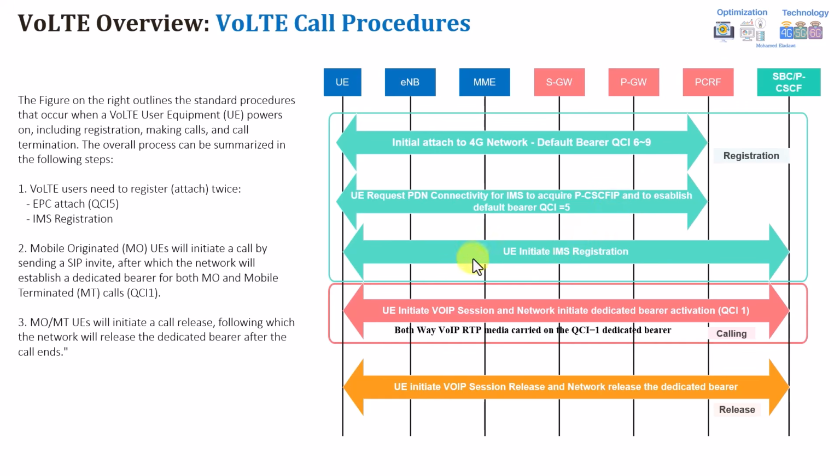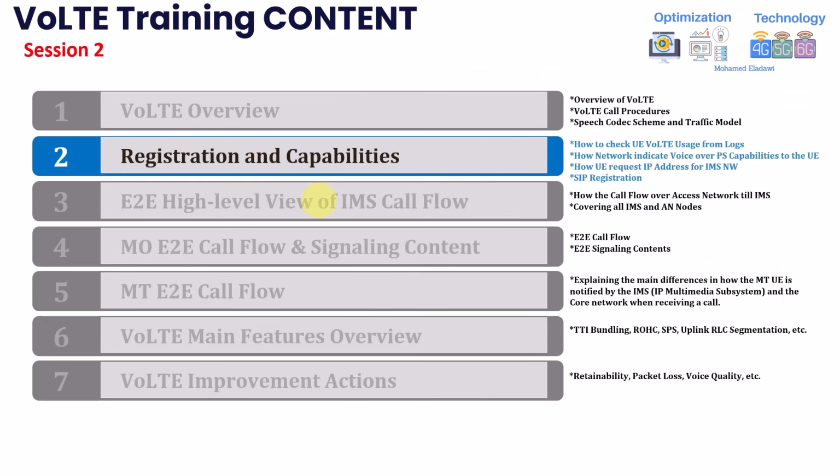Then after he makes the registration and all the SIP signaling is done, the user will initiate the VoIP session, and the network will start assigning and configuring the dedicated bearer for the UE between the UE and the network in general. And here is where the media flow will be established between both originating and terminating, and then the RTP media will start being generated and the speech traffic in general. Then the last part is about releasing the call.